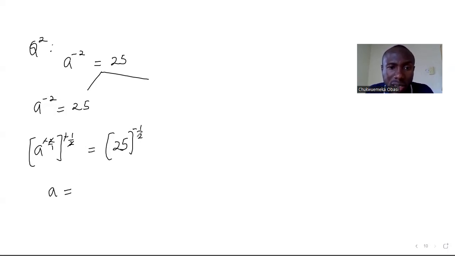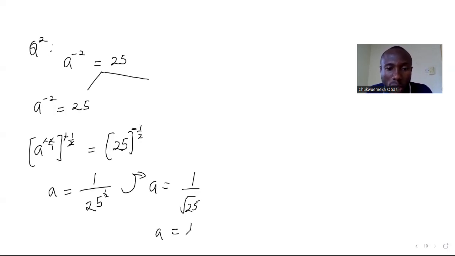And of course, you want to remove this negative power from here. You have 1/25 to the power 1/2. And that should give me a is equal to 1/square root of 25. And finally, that will give me 1/5. So that is the value of a.